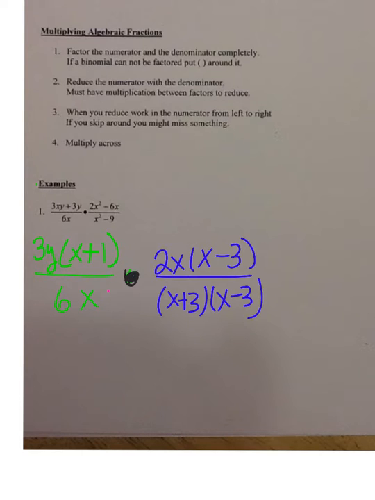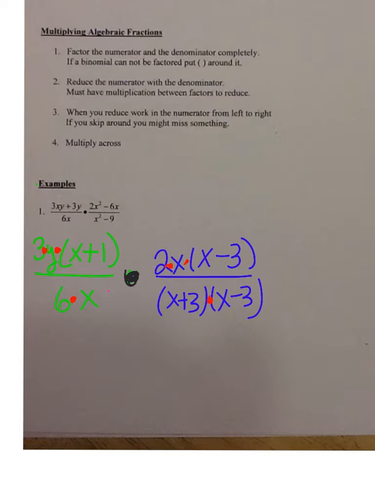All right, let's just look to see where there's the multiplication here. Let's put that in. So there's multiplication in between the 3 and the y and the x plus 1, in between 6 and x, in between 2 and x times x minus 3, and x plus 3, x minus 3.